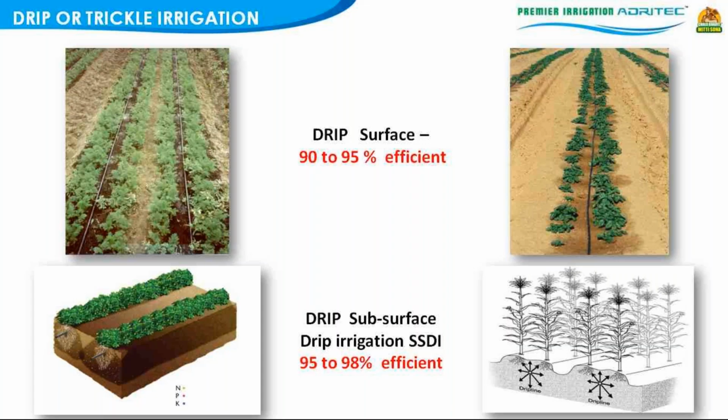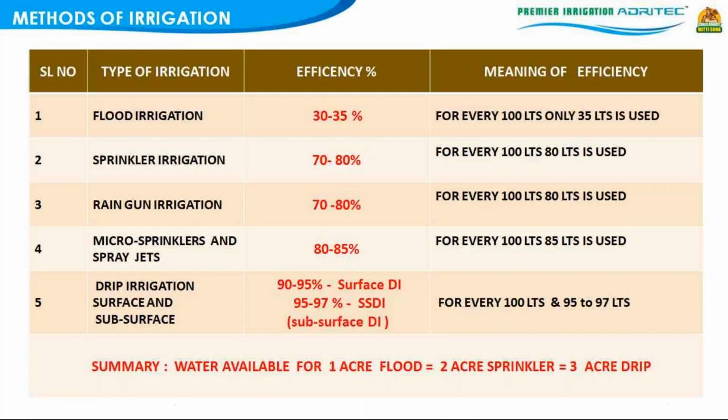So now you may be wondering, what is this? He's going on talking of efficiencies, methods. So let us summarize what we have learned till now. So we saw that for flood irrigation, 30 to 35% is the efficiency. That means for every 100 liters of water that you supply, only 35 liters has been used. Balance has got wasted. When we take the sprinkler, for every 100 liters, 70 to 80 liters have actually got utilized by the plant for its metabolic needs.